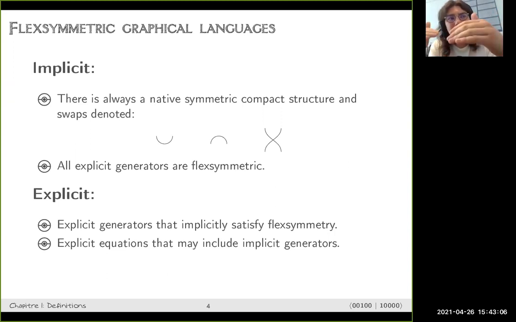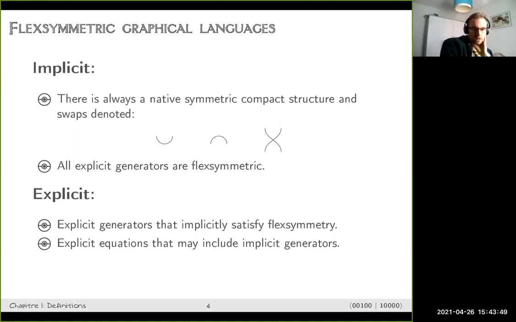And then you have the explicit part. So you have some explicit generators. And then in a flexsymmetric graphical language, you always require them to satisfy the flexsymmetry equation, okay? That's the whole point. And then you also have explicit equations. And in those equations, you have the right to use, of course, explicit generators, but also implicit ones. You assume they are there. So the caps and the swaps, you can also use them in your equations. This is allowed. So this is the definition of a flexsymmetric graphical language. So each time from now on, when I say flexsymmetric graphical language, this is it. We have a cap, we have a swap, and all generators are flexsymmetric.